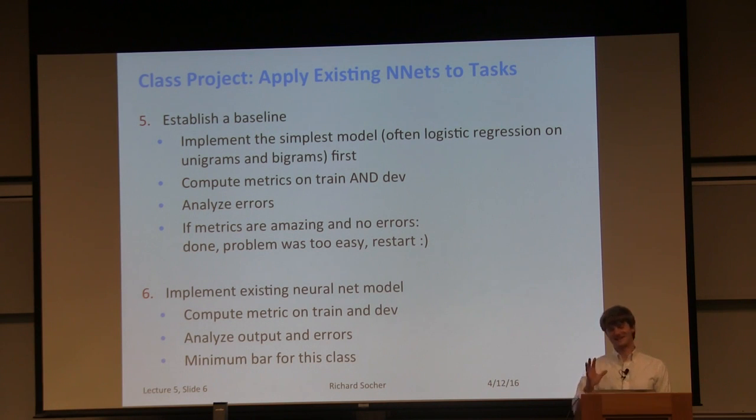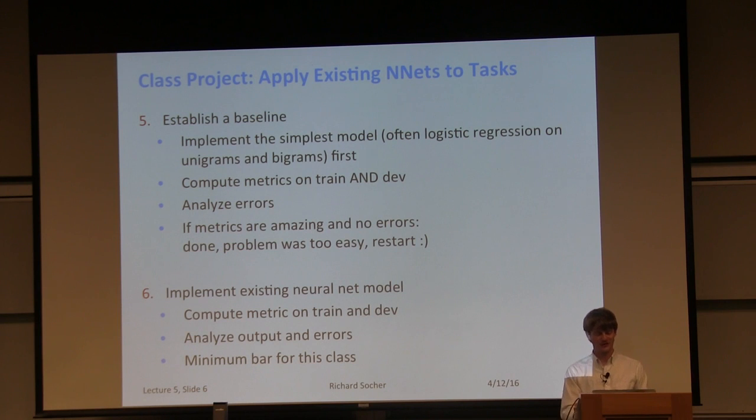Then we finally get to the actual stuff of the class, and this is why you want to start early on these projects, because to do really well, you want to have enough time at the end to actually spend on steps 6, 7, and 8. So now that you have established your baseline and you have your task, you can implement some existing neural network model, likely one that we introduced in the class in one of the problem sets. Then you can, again, compute your metric on your training and your development splits.